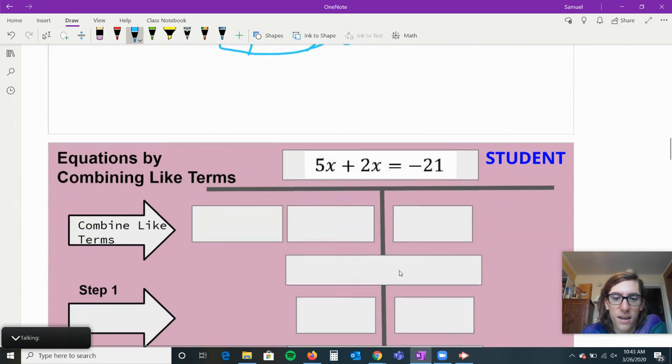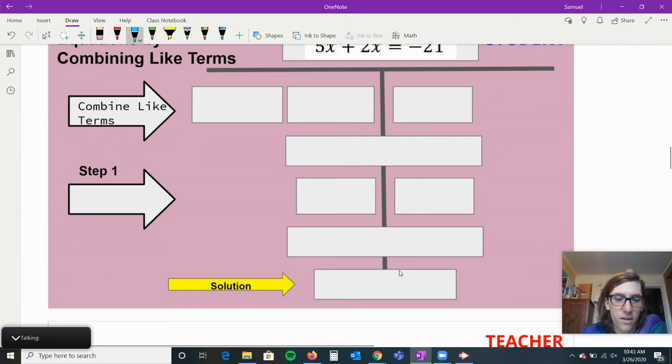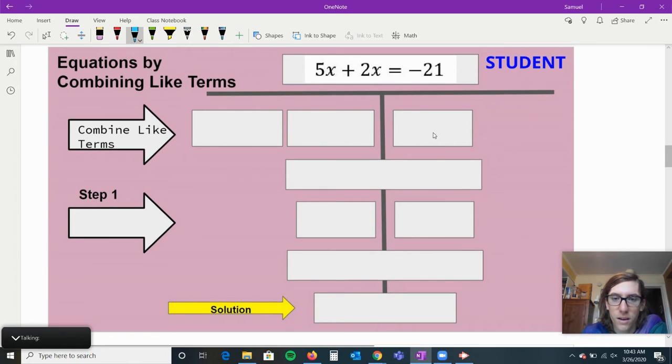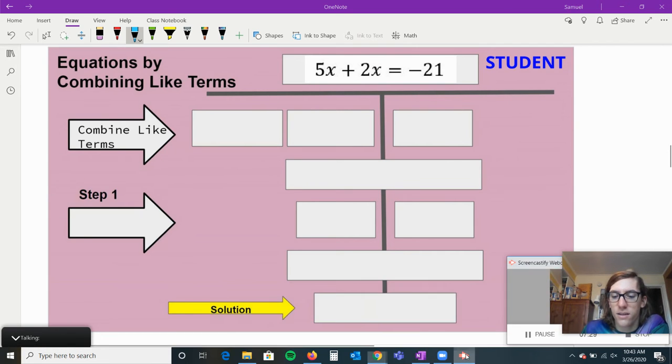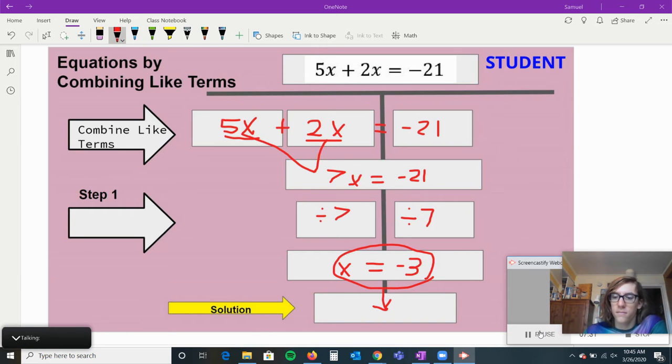I want you to try to solve this equation by combining like terms, okay? Find this on your sheet. You can do it on paper or on your slides. Go and pause the video and see if you got it correct. All right, let's see if you got it.